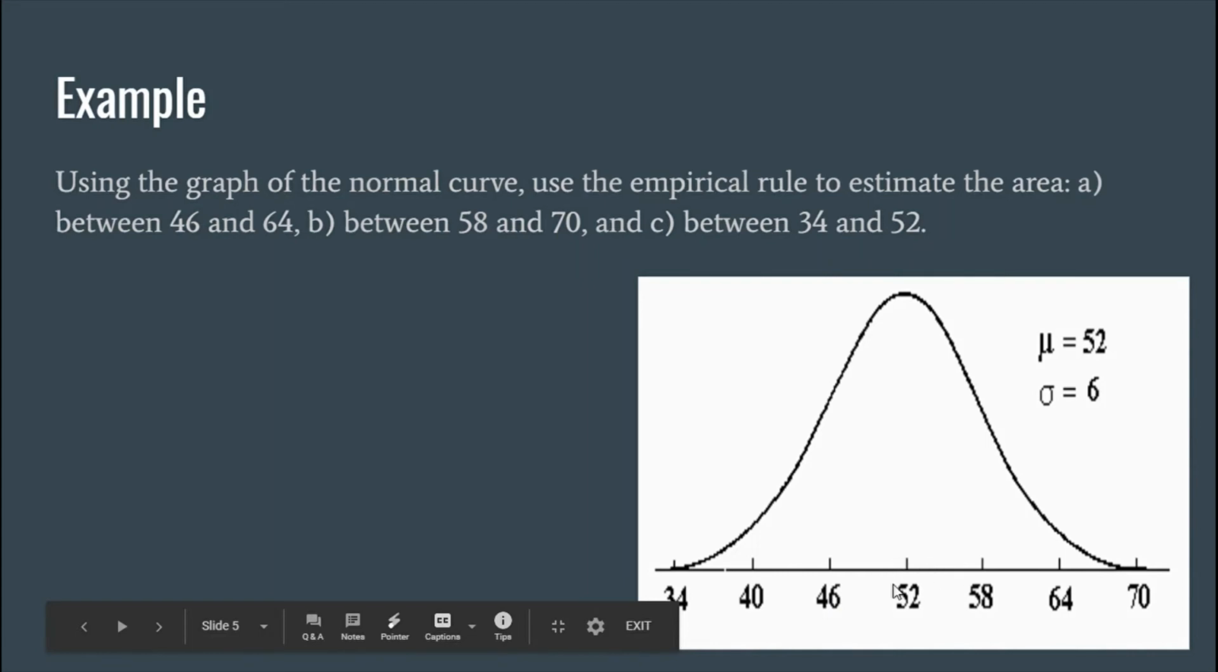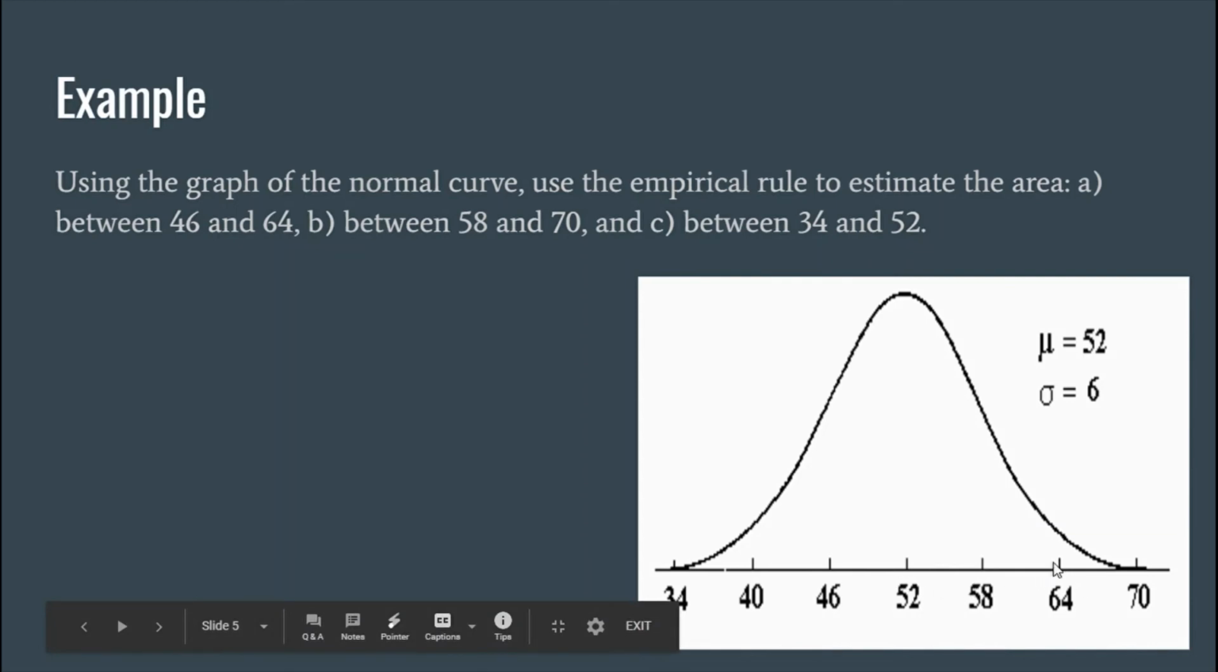So 52 is still in the middle. 46 is 1 standard deviation away. 64 is 2 standard deviations away from the mean. Okay, so we'll start with 46 first, since that was the first number. 46 is within 1 standard deviation away from the mean, but we're only looking at half of it. So we want half of 68%. That's 34.